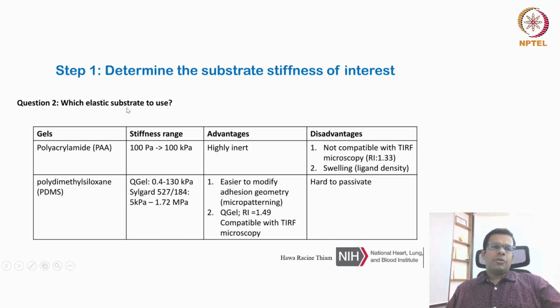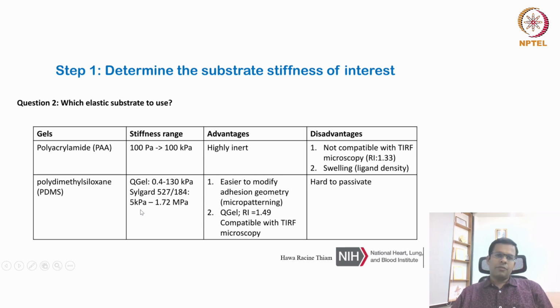So the second question that you should ask is which elastic substrate to use, because there are different elastic substrates available: polyacrylamide and polydimethylsiloxane. Okay, so PA or PDMS. Polyacrylamide is used generally in the stiffness range of 100 pascal to 100 kilopascal, whereas PDMS is used for a different stiffness. It has two types: Q-gel or Sylgard. Q-gel provides the stiffness range of 0.4 to 130 kilopascal, and Sylgard provides the stiffness range of 5 kilopascal to 1.72 megapascal.